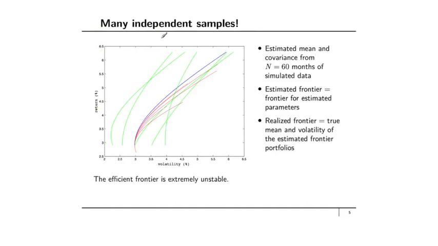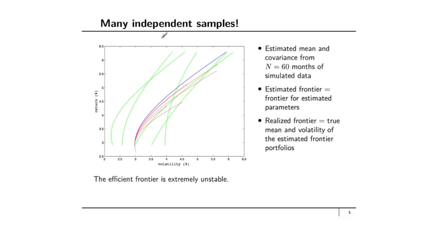In this slide, I'm plotting the estimated frontiers corresponding to 5 different simulation runs. I simulated 60 months of data 5 different times, computed the estimated mean, the estimated covariance matrix, and I plotted the corresponding estimated frontier. The green lines on this plot are 5 different estimated frontiers. And as you can see, these frontiers are extremely unstable. Not only are the frontiers unstable, the difference between the estimated frontiers and the realized frontiers can also be very large.